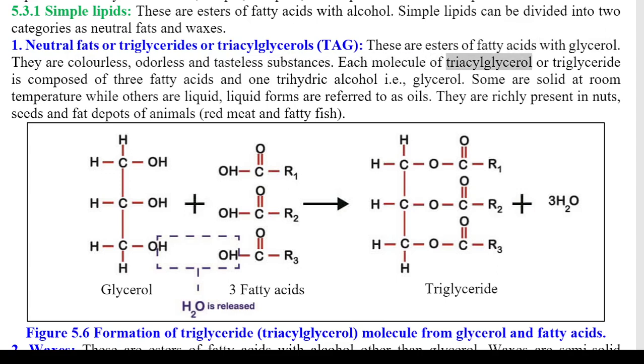Each molecule of triacylglycerol or triglyceride is composed of 3 fatty acids and 1 trihydric alcohol, i.e., glycerol. Some are solid at room temperature while others are liquid. Liquid forms are referred to as oils. They are richly present in nuts, seeds, and fat depots of animals, red meat and fatty fish. Figure 5.6 Formation of triglyceride, triacylglycerol, molecule from glycerol and fatty acids.